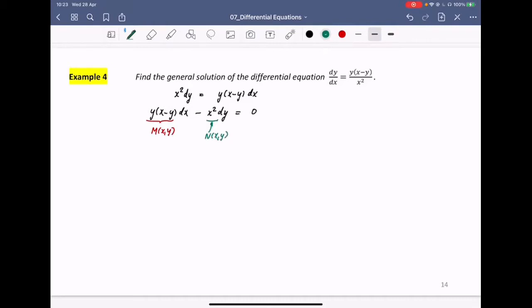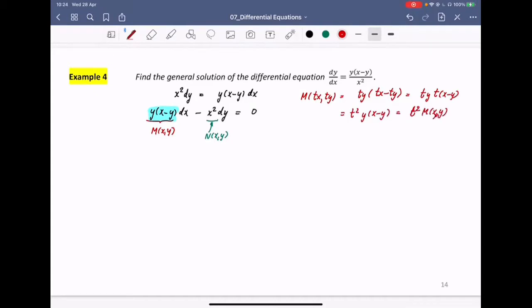I want to check if this is a homogeneous equation or not. So let's look at that. M(tx, ty) is going to be ty times (tx minus ty), because this is my function M that I highlight in light blue here. So I'm going to compute M(tx, ty), and that gives me ty times (tx minus y). And this is t squared y(x minus y), and that is t squared M(x, y).